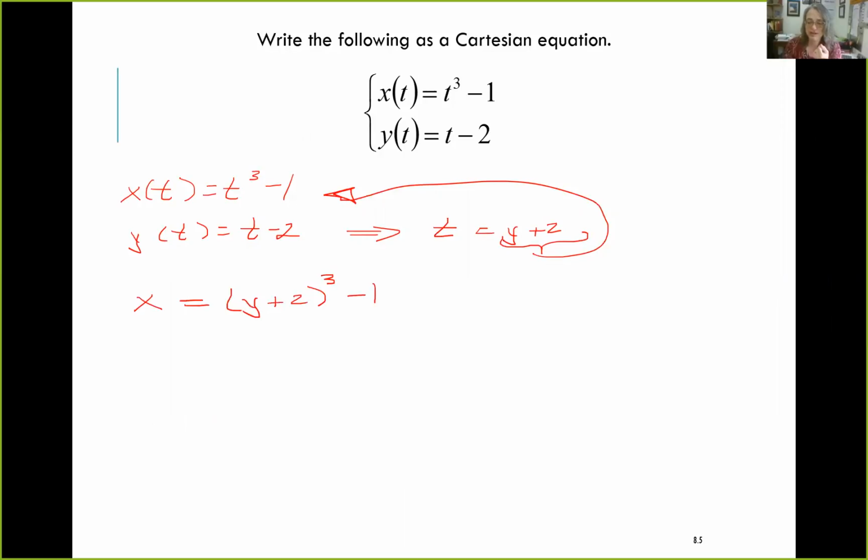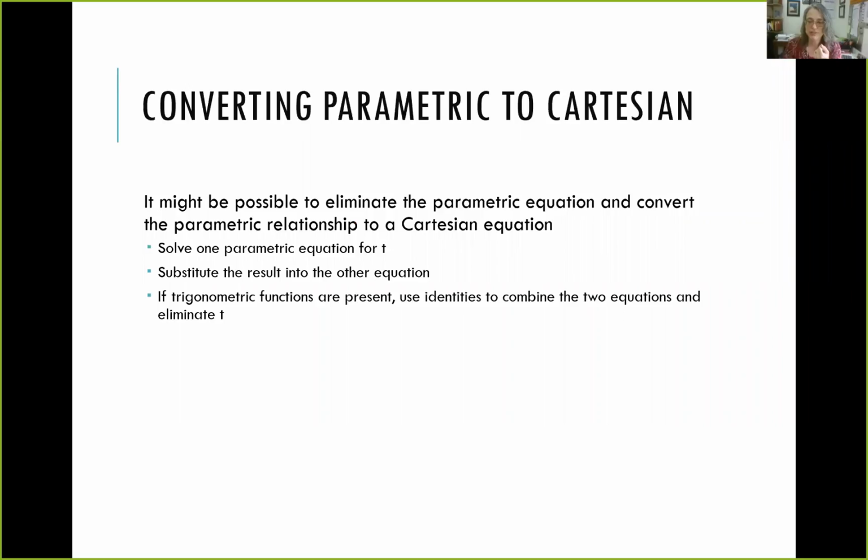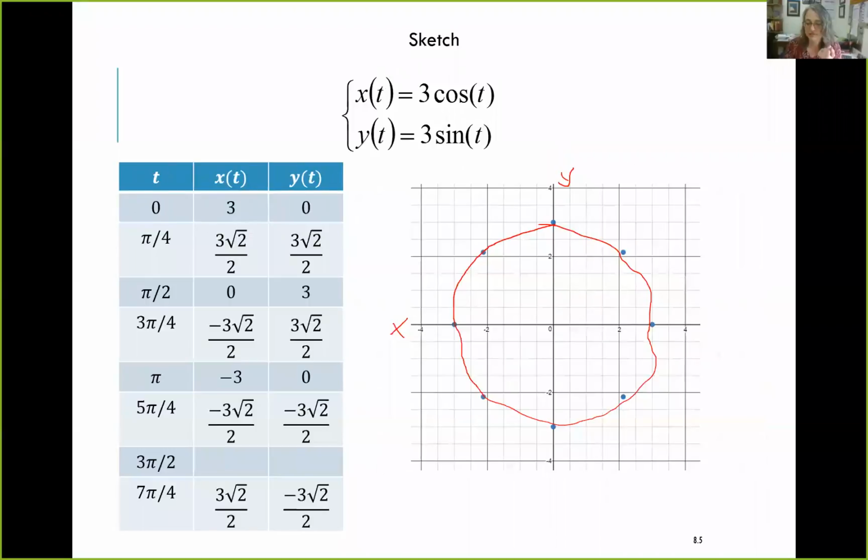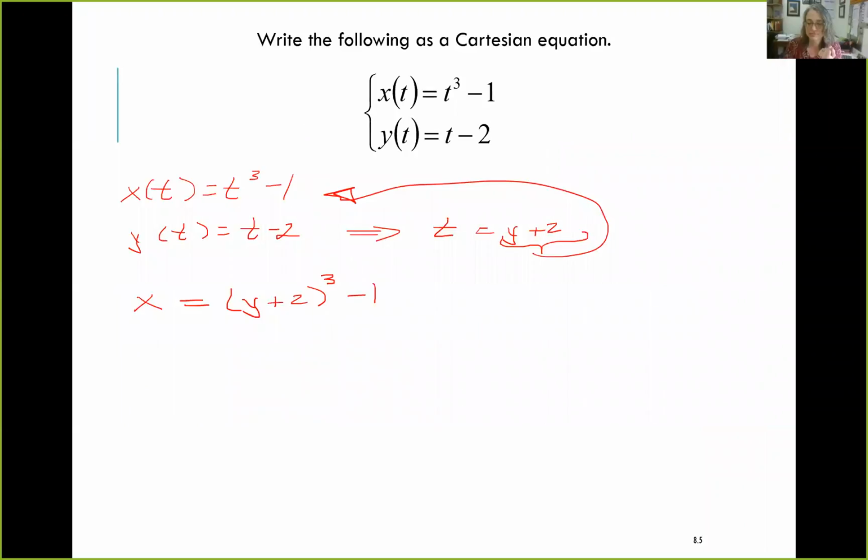And if we were to graph that, we would get exactly this same graph. It's a cubic turned sideways, shifted to the left 1 unit, and down 2 units. Okay, here's the down 2 unit.